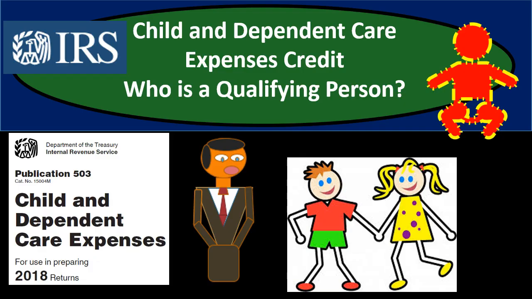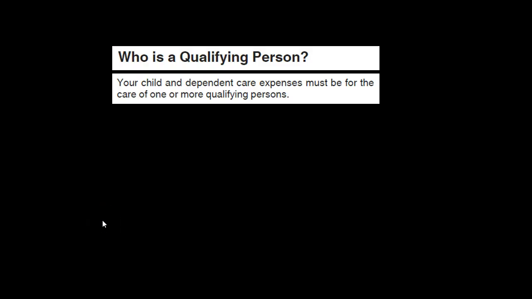In this presentation, we will discuss who is a qualifying person with regard to the child and dependent care expenses credit. Remember that this is a different credit than the child tax credit. We're talking about the child and dependent care expenses credit versus the child tax credit. The information will be from Publication 503.